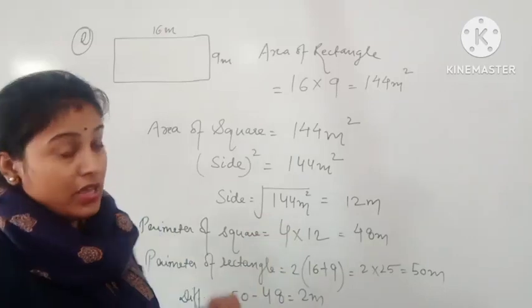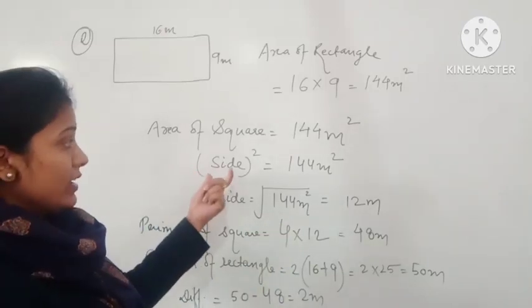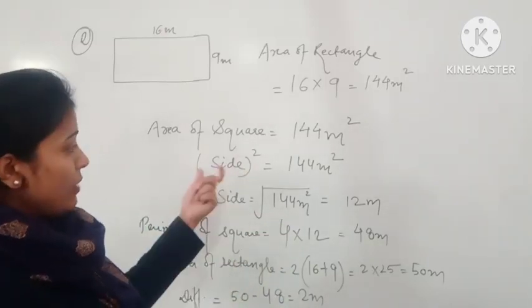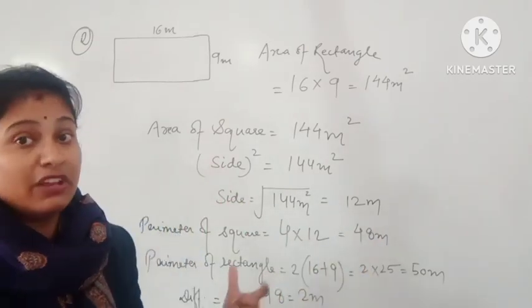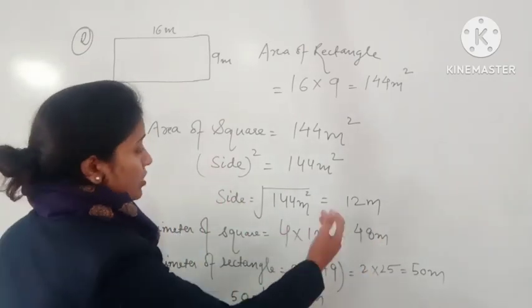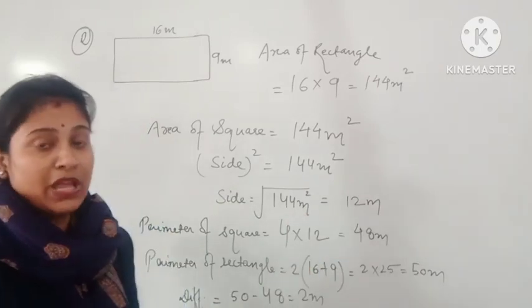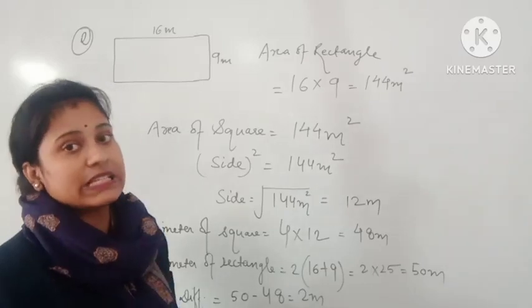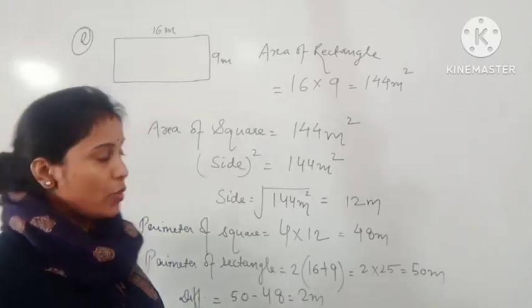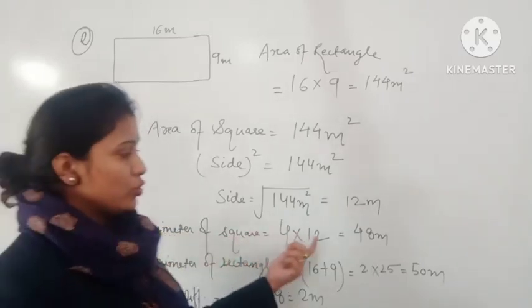Since we have the area of the square as side squared, from here we can find out the value of the side. That means we can find out the side of the square, which is 12 meter. Now since we have found the side of the square, we can easily find out the perimeter of the square, which will be equal to 4 into 12, that is 48 meter.